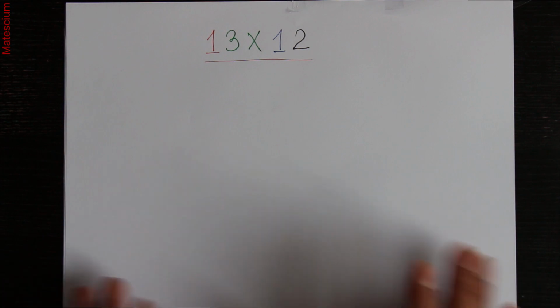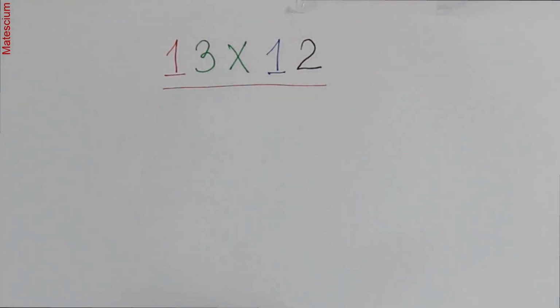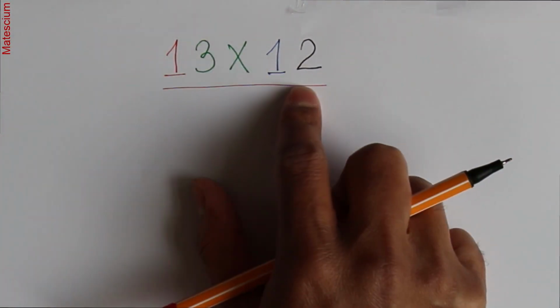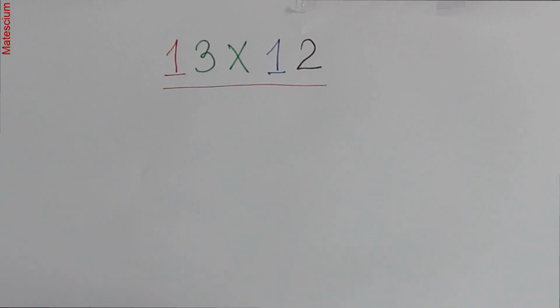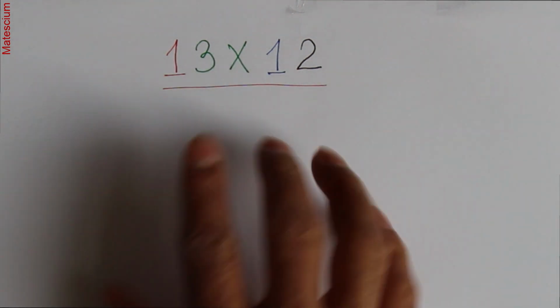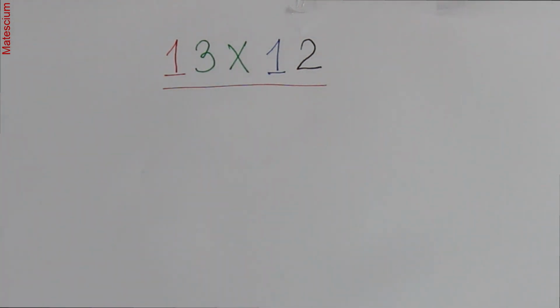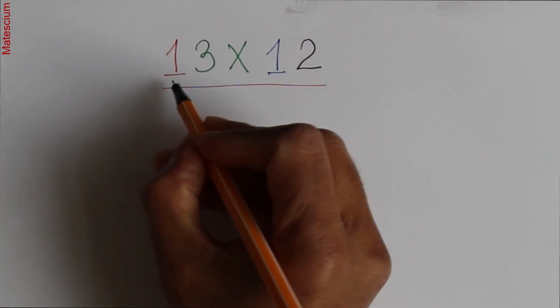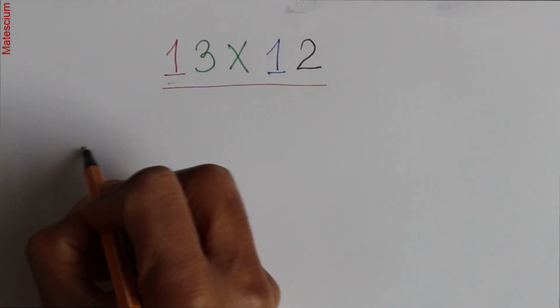Let's consider two random numbers, 13 and 12. I will multiply 13 by 12 as a Japanese student. I am using different colors to make you understand what exactly is happening here. First, consider this number. Draw a line.